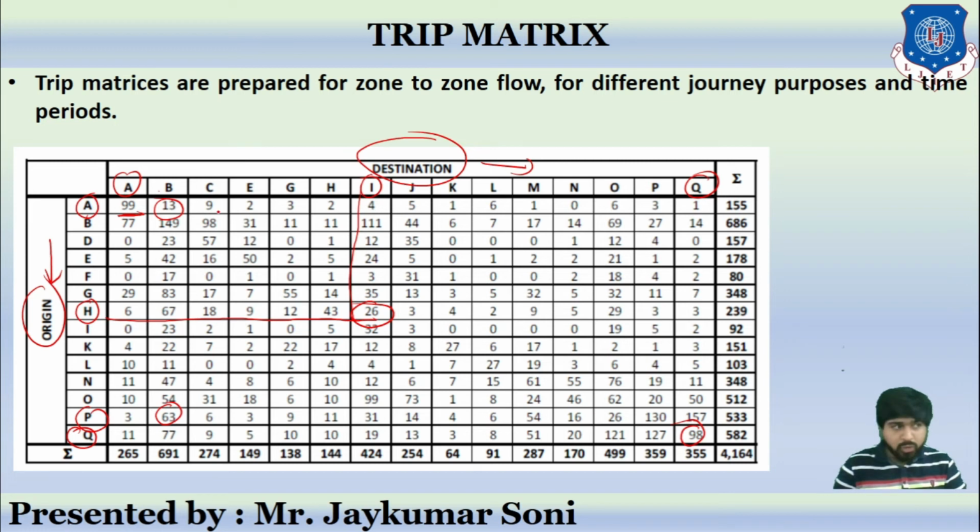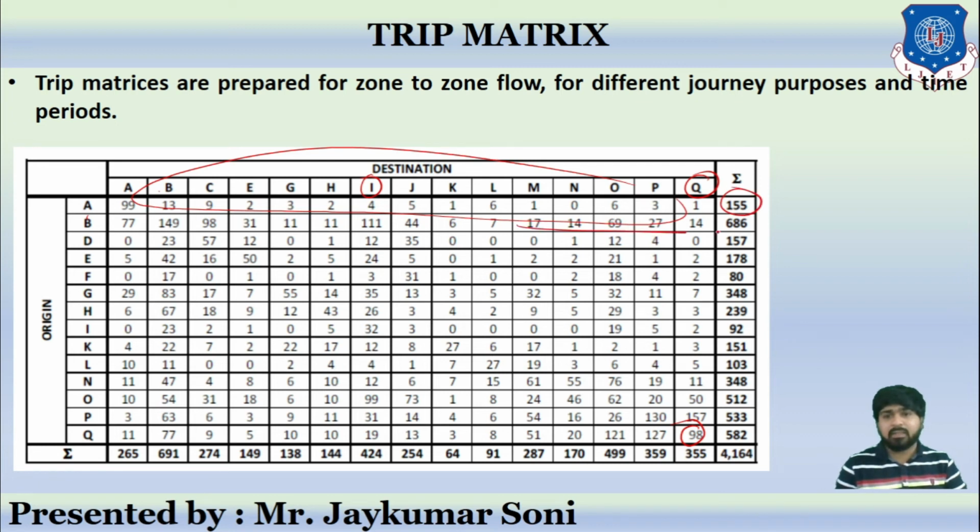So this is how you have to add the zone to zone trips. This is origin zone and this is destination zone line. And this is where you will do the summation of all these things. See, the first line summation is 155, then the second is 686. Just like that, the first column summation is 265, second column summation is 691. All these things you will be learning in detail in another subject in the form of examples also. But this is the base for that, and the data will be collected with the help of origin and destination studies only. So this is what we have to learn.